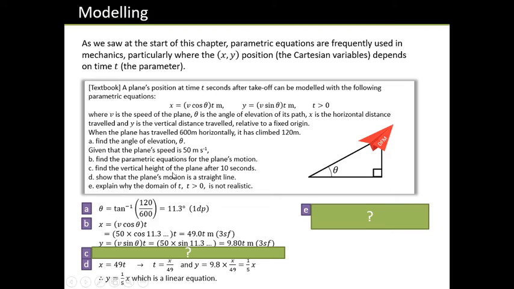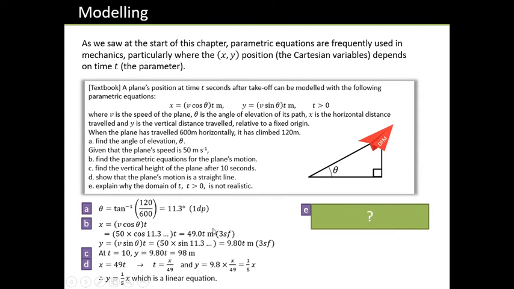Well, you were right if you recognised that y, I'm told, was the elevation, the vertical distance travelled, so the height of the plane. So I can substitute 10 into my expression for y, which I've got nice and simply in terms of t, and doing so I get 98 metres.